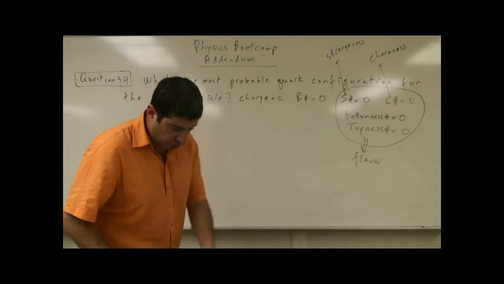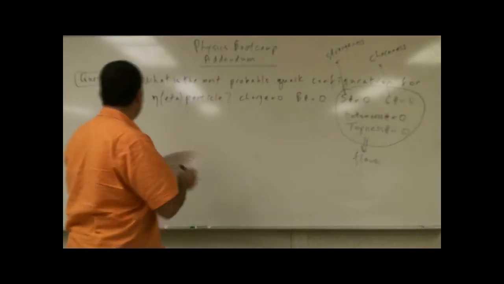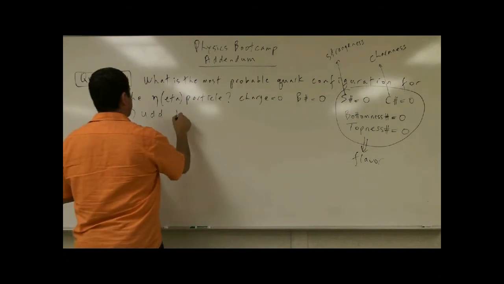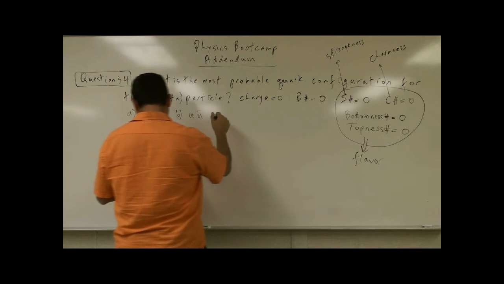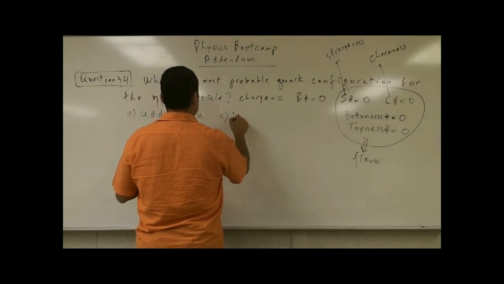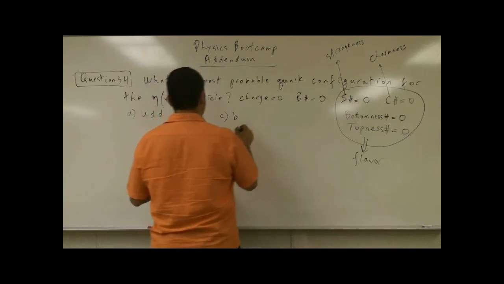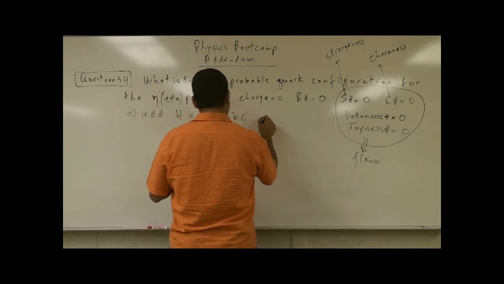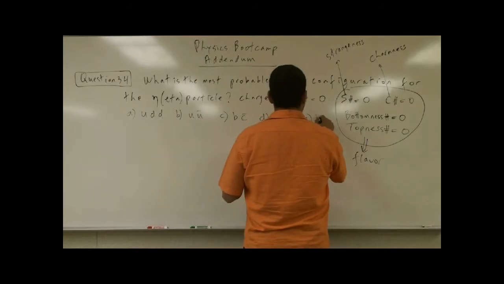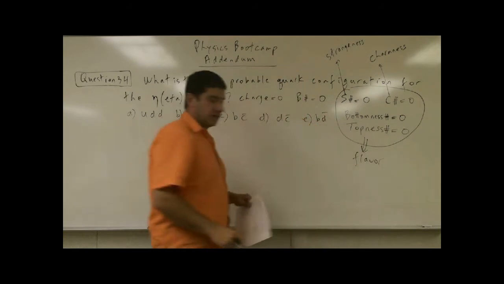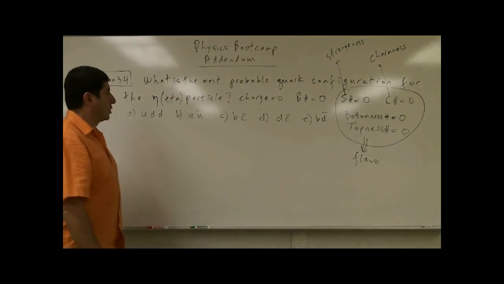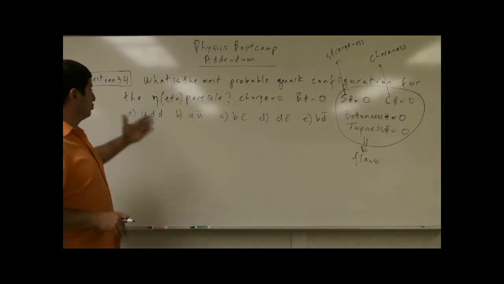Possibilities here. You could be given up, down, down. It could give us up, anti-up. It could give us bottom, anti-charm. It could give us down, anti-charm, and it could give us bottom, anti-down. Okay? Or a variety of choices. Or it could even say none of the above. Right? So, what clues are we going to use?